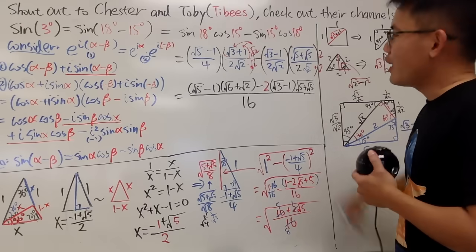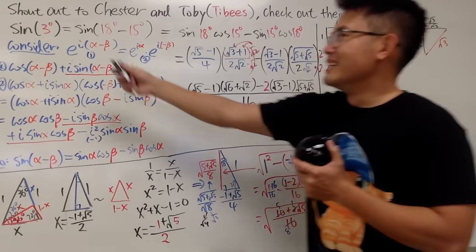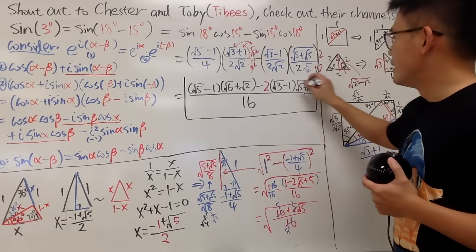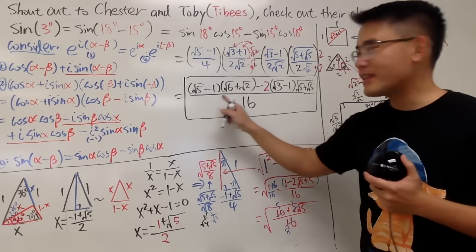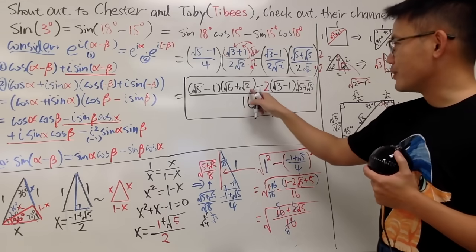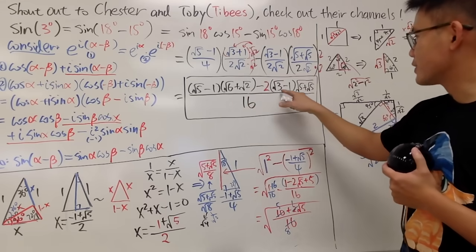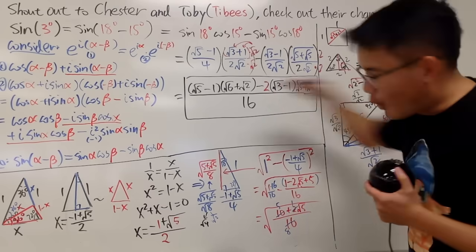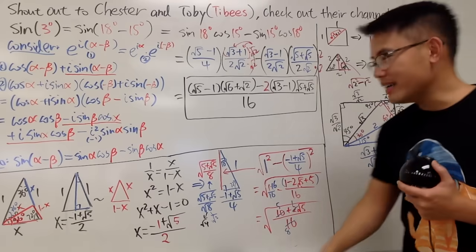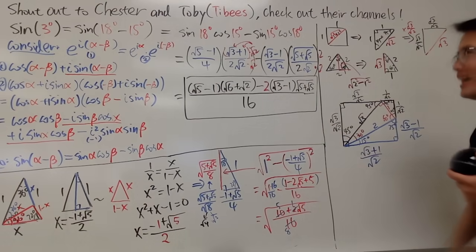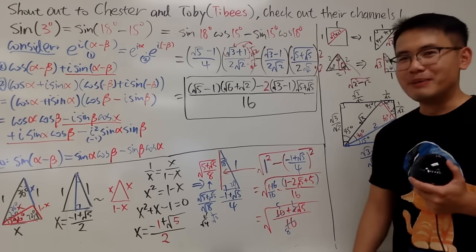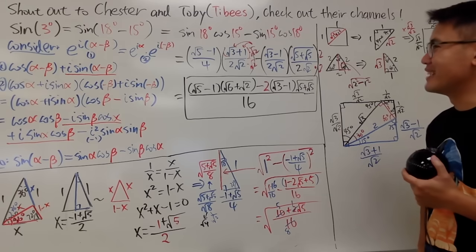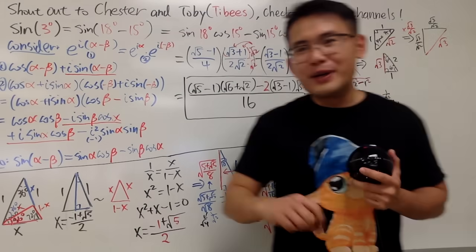So, ladies and gentlemen, sine of 3 degrees is this, right? Square root of 5 minus 1 times square root of 6 plus square root of 2, and then minus 2 times square root of 3 minus 1 times square root of 5 plus square root of 5, all over 16, right? Wow, I'm fitting everything on this board. I'm so happy about it. Now, this is so satisfying. But anyway, this is it.